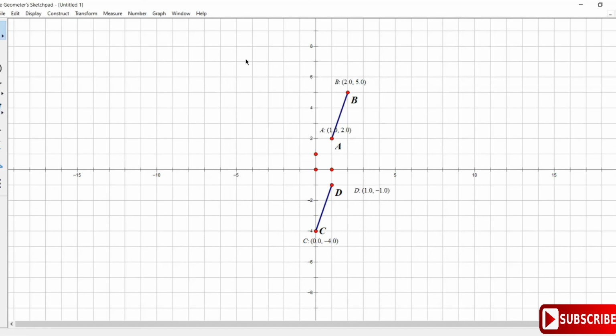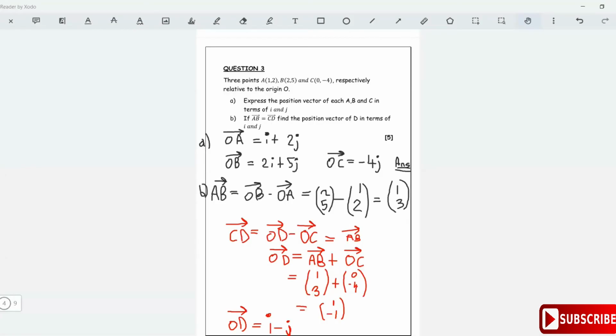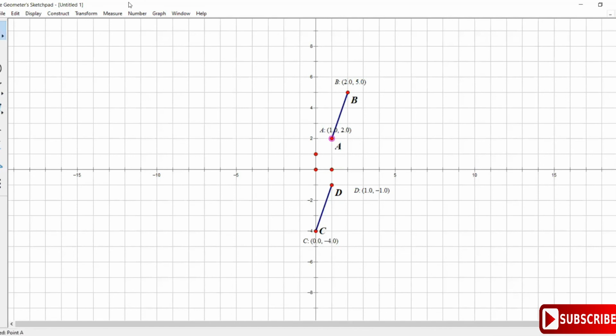Now remember, this is what we want to show. I'm just verifying that OD is indeed i minus j, or 1, minus 1. How do we verify it? If vector AB is equal to vector CD, then they must be equal in length. So we're just going to verify that AB equals CD. We'll measure AB. AB is 3.2. Now measure CD.